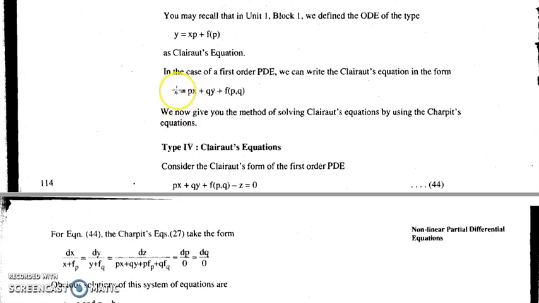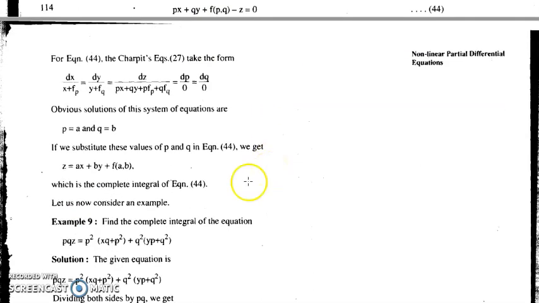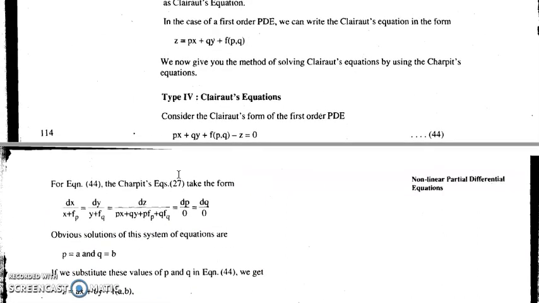So here the Clairaut's form is z equal to, you have two independent variables here. So z equal to px plus qy plus f of pq is Clairaut's form. So similarly here also, the solution we are going to get is by replacing p by a and q by b. That will be the solution. So we will see how to obtain that. So identify that it is Clairaut's form, then replace p and q by a and b. That will be the solution of Clairaut's equation.